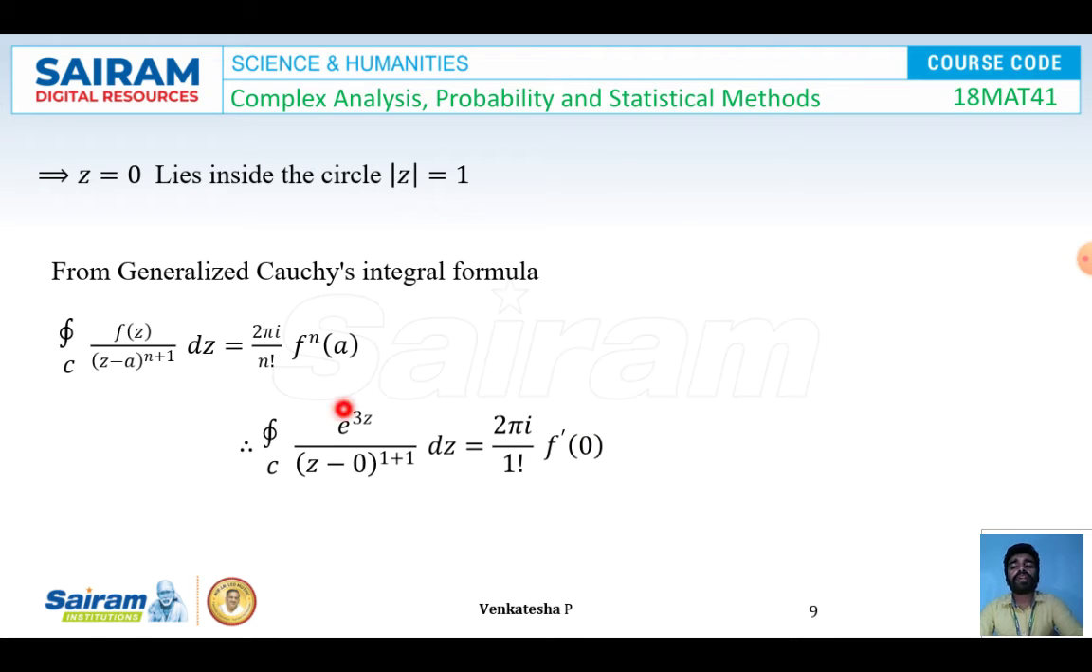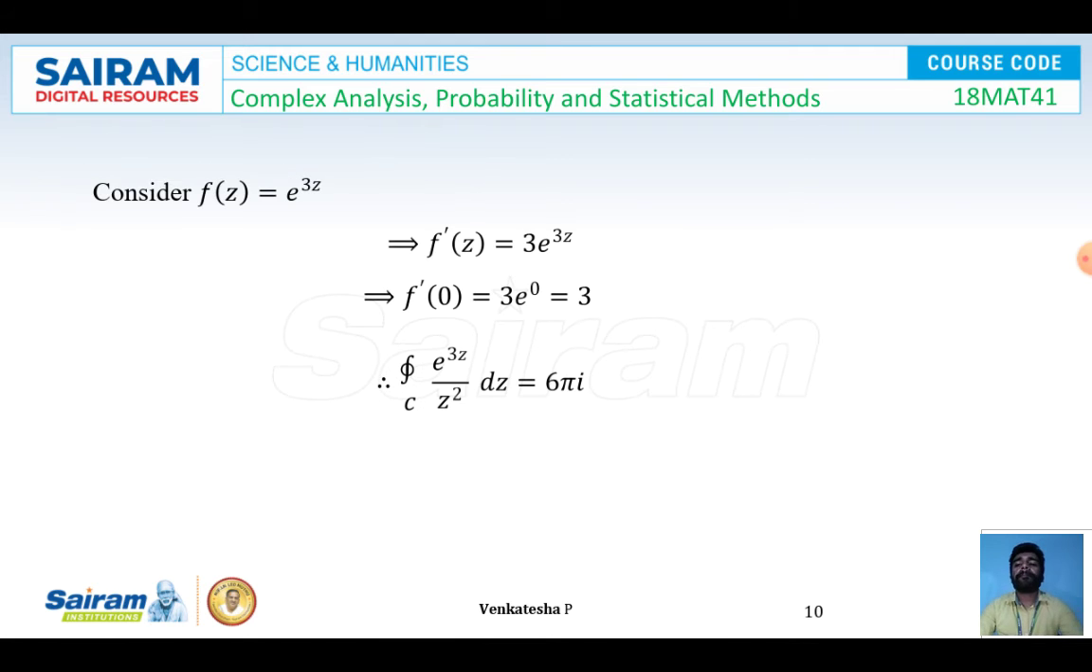Take the function as e power 3z. After differentiation, I got f dash of z is equal to 3 into e power 3z. Now I'm going to find the value of f dash of 0 by putting z is equal to 0. I'll get f dash of 0 is equal to 3 into e power 0, which is 3. Hence I got the integral over C of e power 3z by z square dz is 6 pi i.